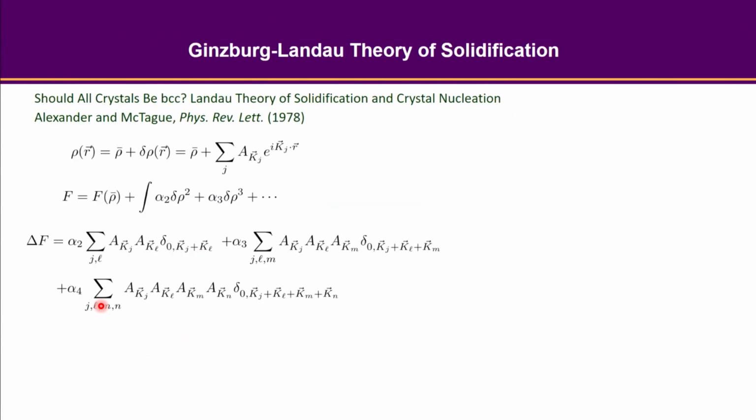Okay, let's start. There is a very interesting paper back in 1978 by Alexander and McTague. The title of the paper is "Should All Crystals Be BCC?" So it seems like if we are getting something that is not BCC, it's kind of strange, right? The paper is about how you can formulate a Ginzburg-Landau theory, just like we did in the class, right?